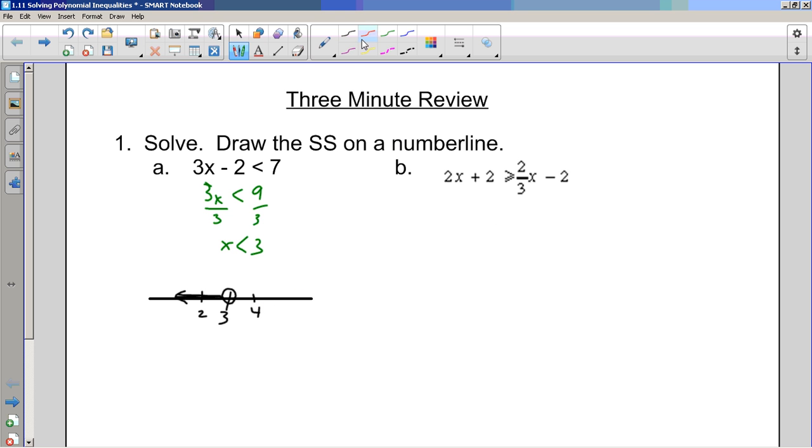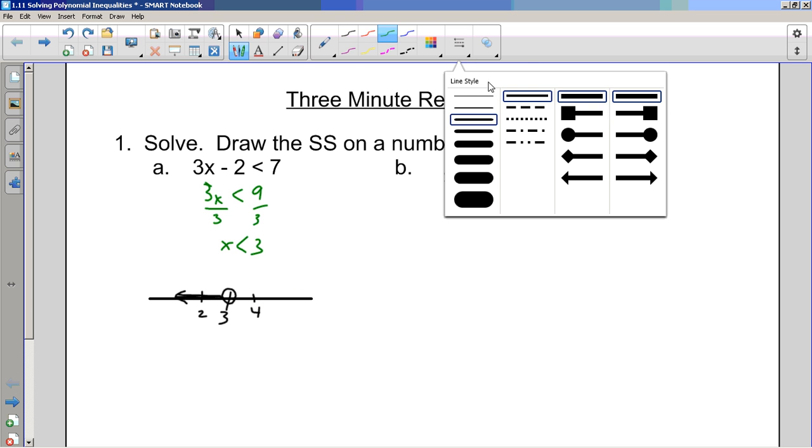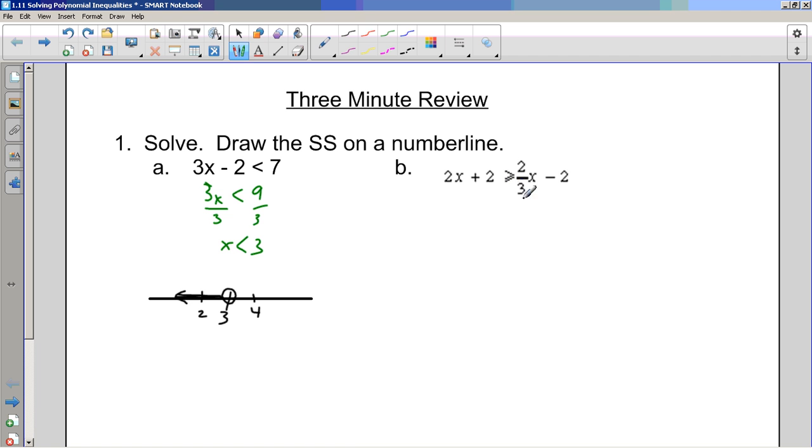And here, again, we want to get all the x's on one side and numbers on the other, just like it was a grade 9 linear equation, but this is a linear inequality. I think the first thing that I would do is to kill the fractions, right? We didn't like fractions then. We don't like them now, so I'm going to multiply everything by 3.